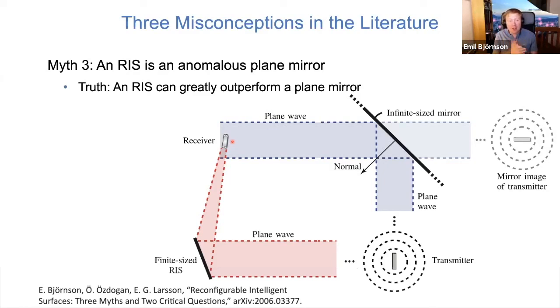But that is not the case with the reconfigurable intelligent surface, because even if you have a finite sized surface, what you are doing is synthesizing this type of curved surface so that you are focusing the signal at the receiver and the entire surface is useful. So we can greatly outperform a plane mirror. We shouldn't think about this as some kind of special mirror with what you call anomalous reflection, which means that you can change the reflection angle. It's something completely different that can be much better than that.